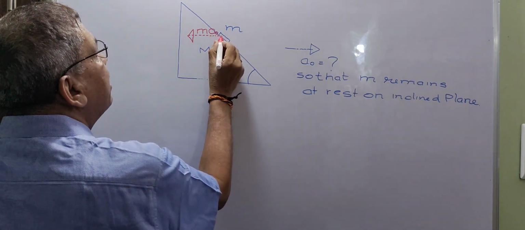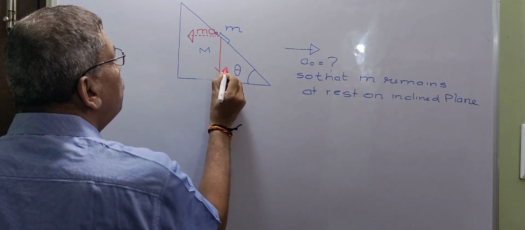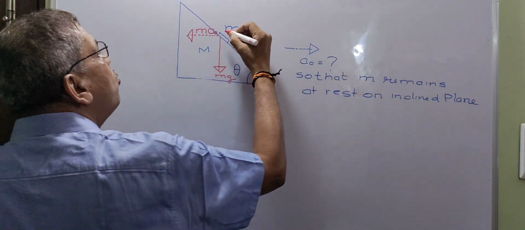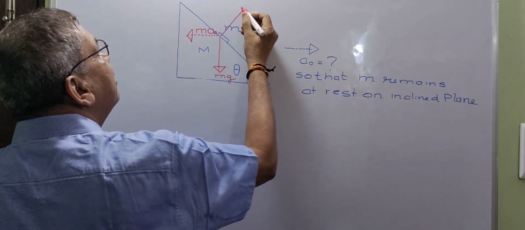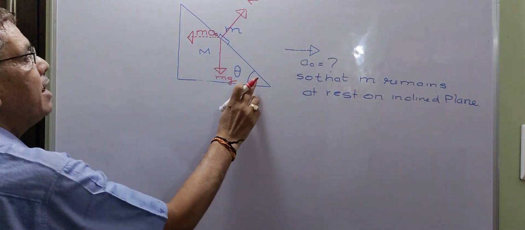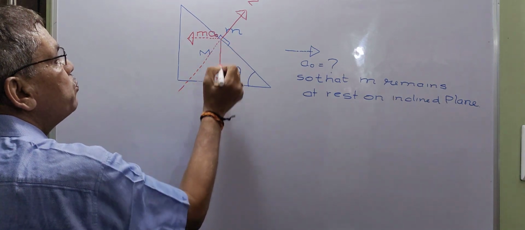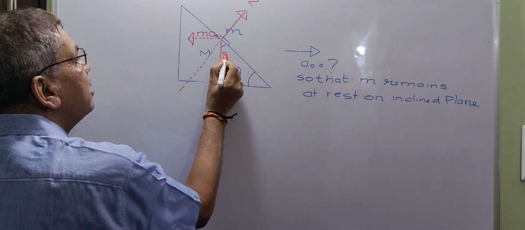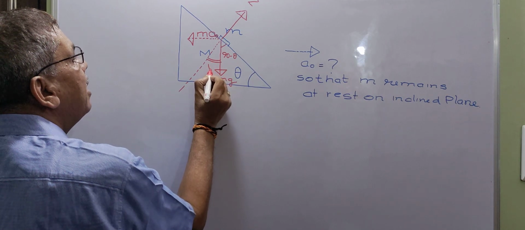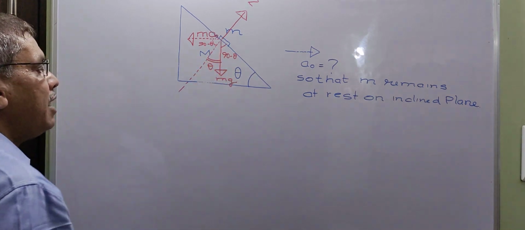Now two more forces are acting on this. One is the weight of this smaller block in the downward direction, that is mg. And one normal reaction will be acting perpendicular to the inclined plane like this. And since this angle is theta, the angle the weight makes is 90 minus theta. This is 90 minus theta, and this will be angle theta, and then this will be 90 minus theta. Is it clear? The angles are clear.